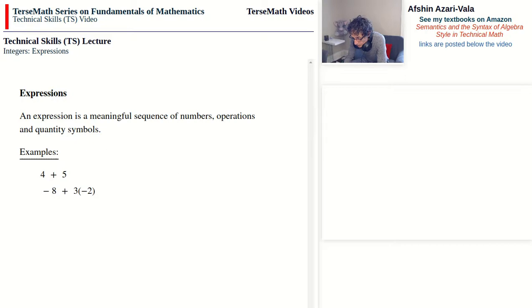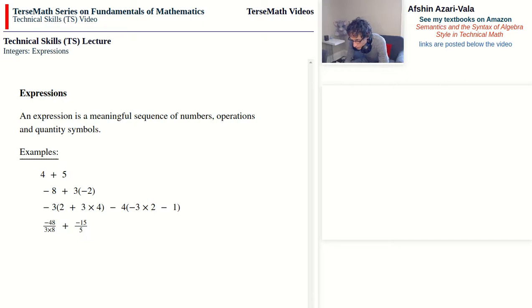Here's another one. Negative 8 plus 3 times negative 2. We have negative 3 times bracket 2 plus 3 times 4 minus 4 times bracket negative 3 times 2 minus 1. And now we have expressions that involve division. Negative 48 divided by 3 times 8 plus negative 15 divided by 5.